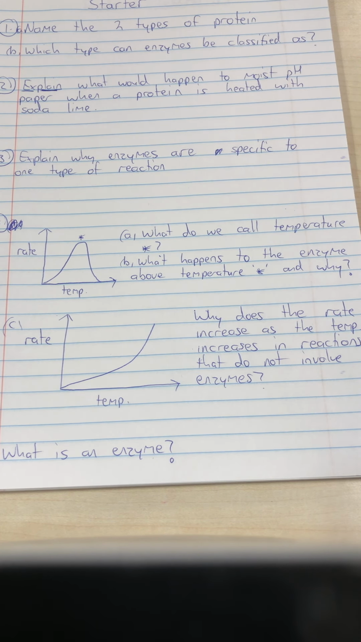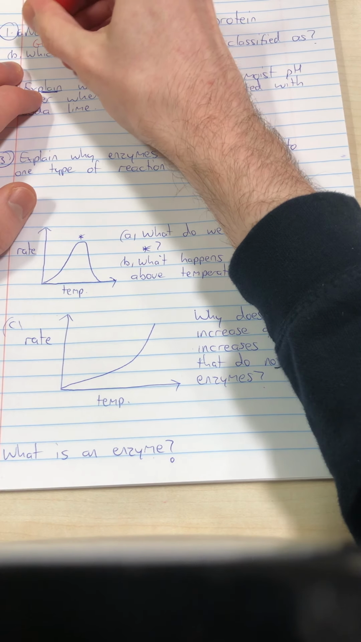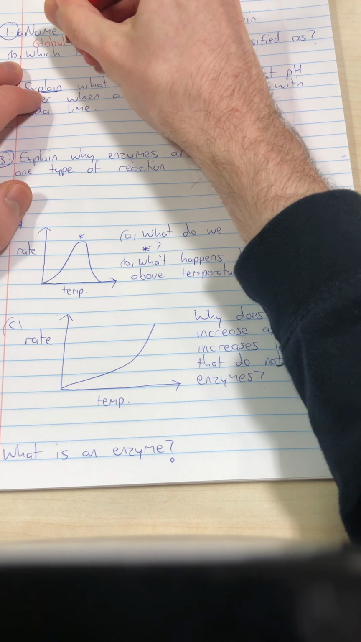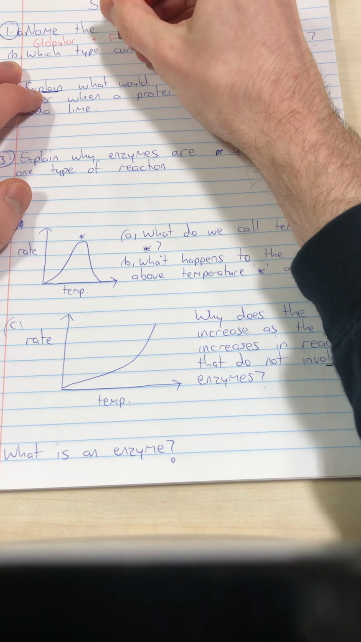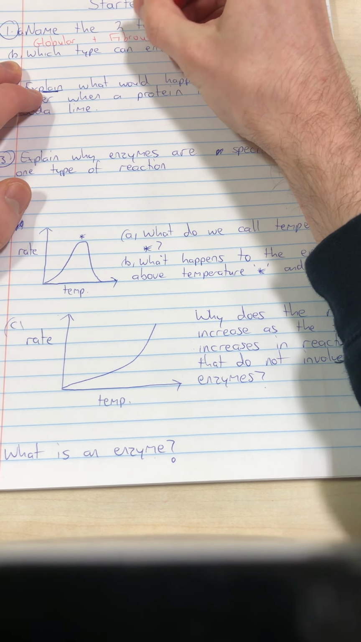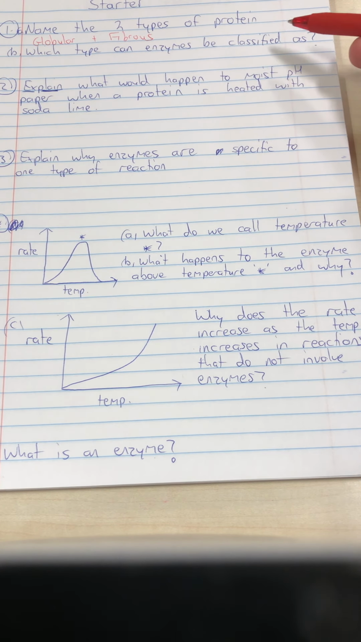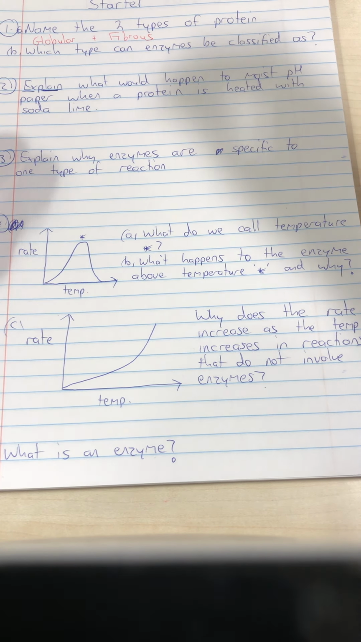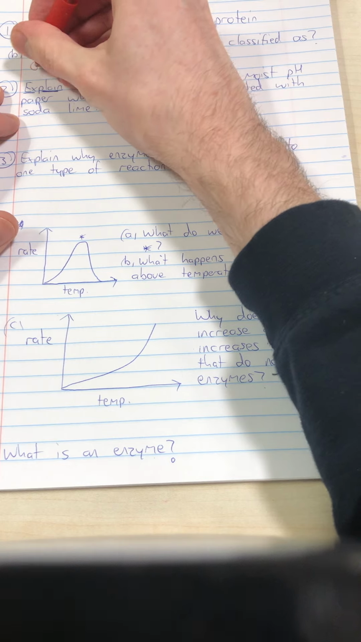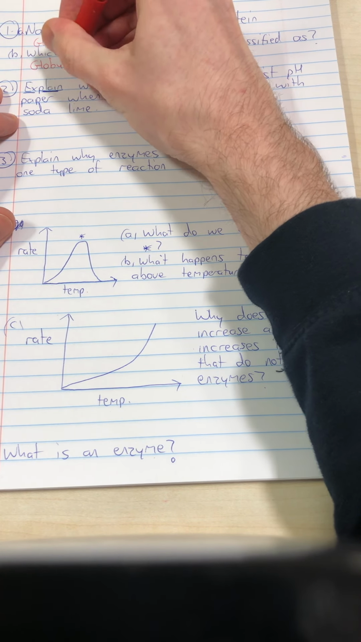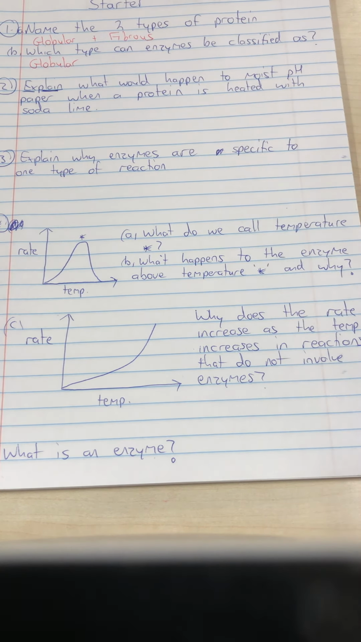Okay, so question 1. Name the 2 types of protein. They are globular and fibrous. Okay, need to know them. 1b, which type can enzymes be classified as? Enzymes are a wee bit more complex, so they are globular.